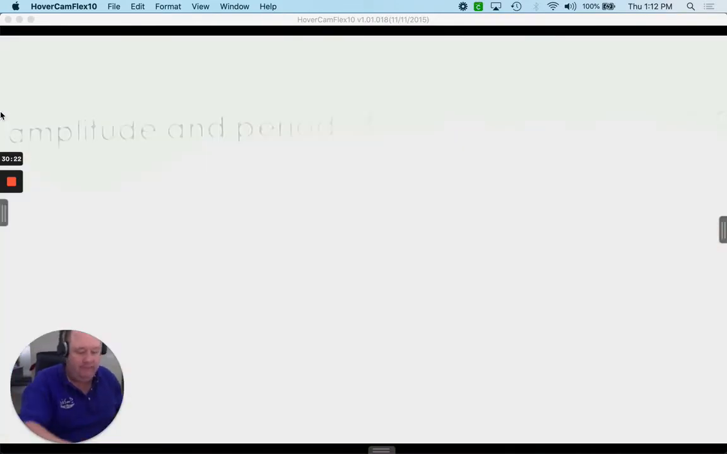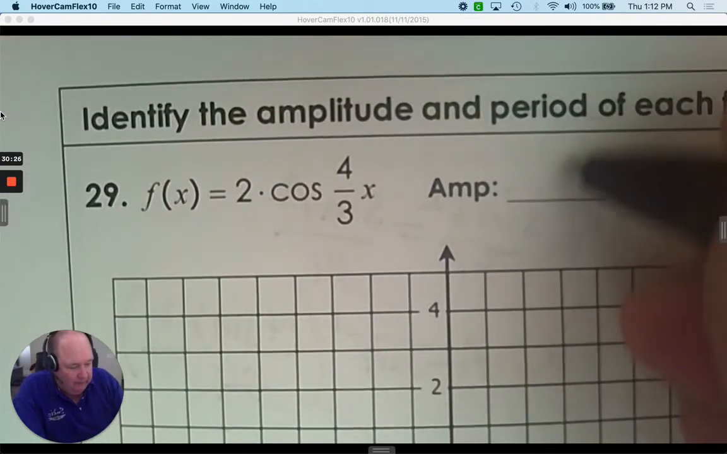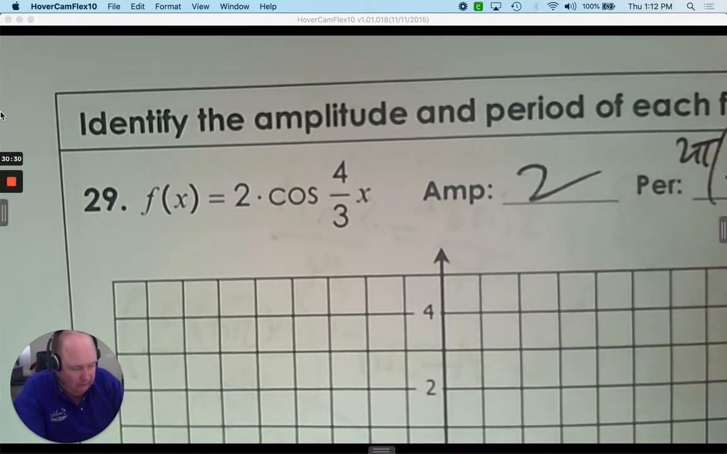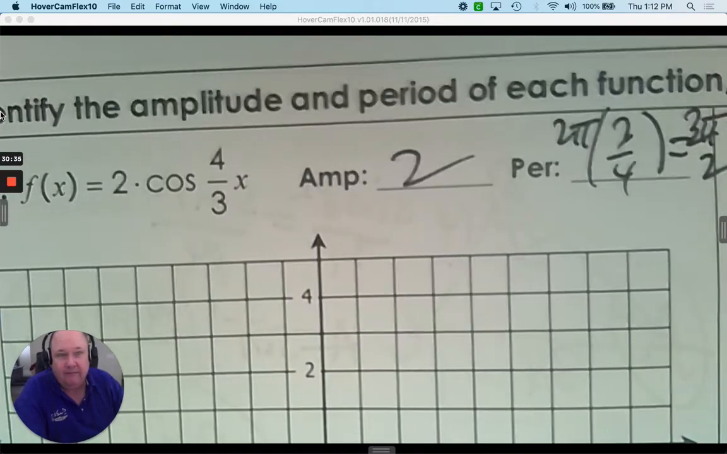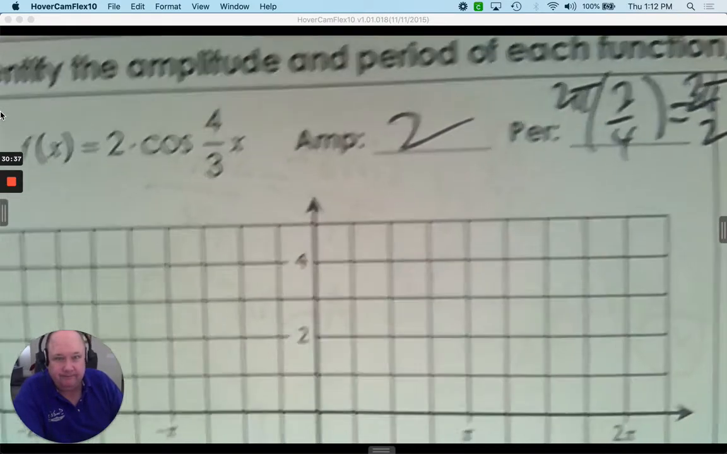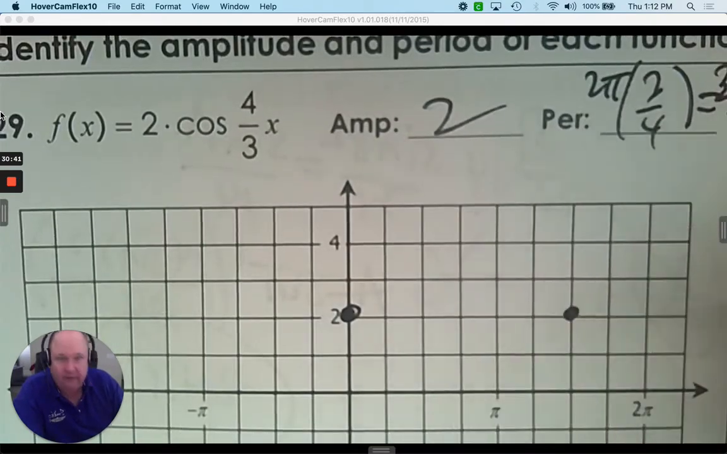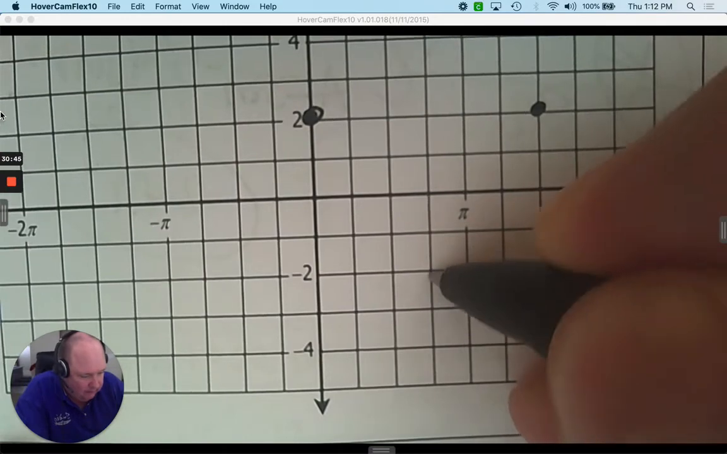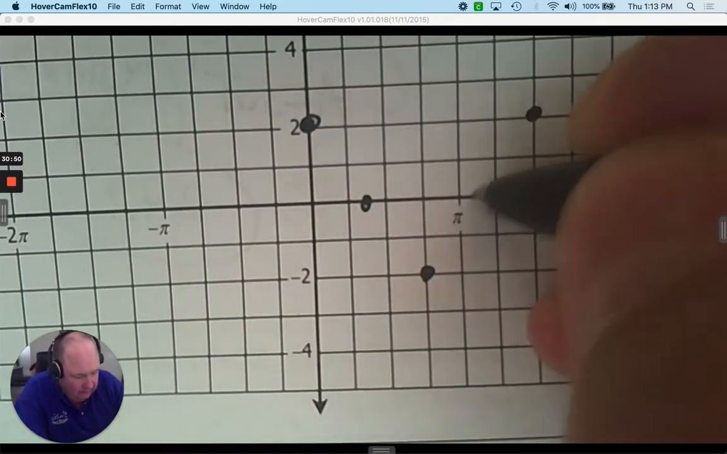All right, some graphing. Cosine has an amplitude. It's 2. The period is 2 pi times the reciprocal. So if you put that together, that's 3 pi over 2. Cosine starts at the top of the wave. At 3 pi over 2 would be the top of the wave. Exactly in the middle would be the bottom of the wave. And then that's the pattern that you're going to follow as you go across.